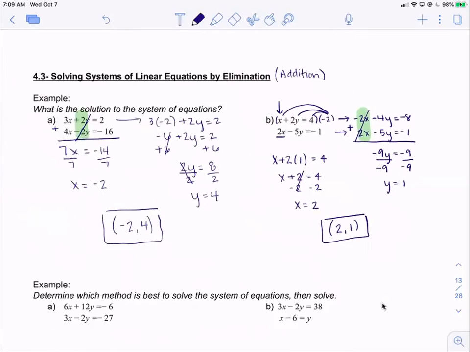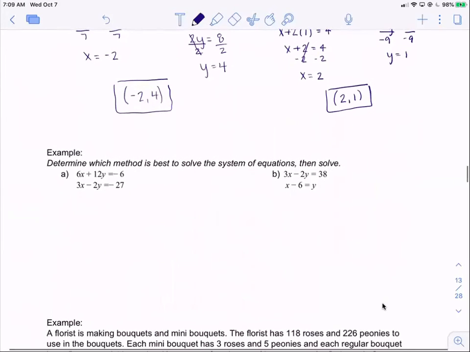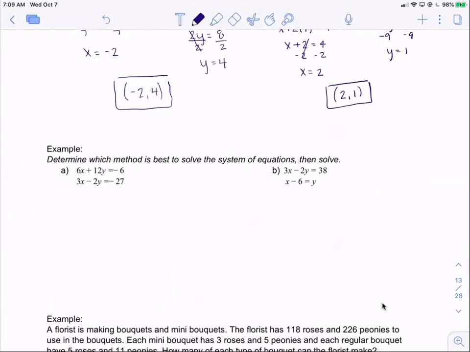All right. Looking at A and B, determine which method is best to solve the system of equations. That's all. We're going to talk about these tomorrow as a class, but I want you to look at them and decide, would you use substitution, elimination, or would you even use graphing? Okay, so I want you to decide which one you would do. Okay, and then we'll go through that tomorrow.